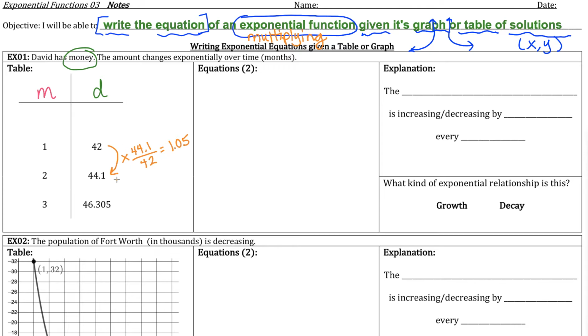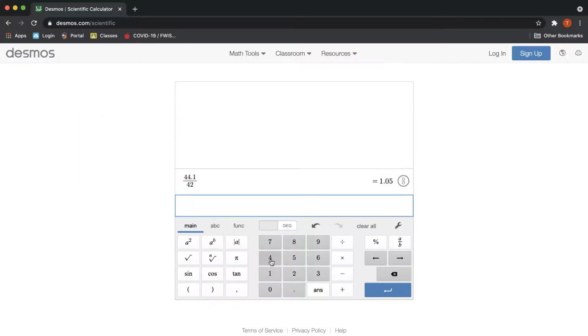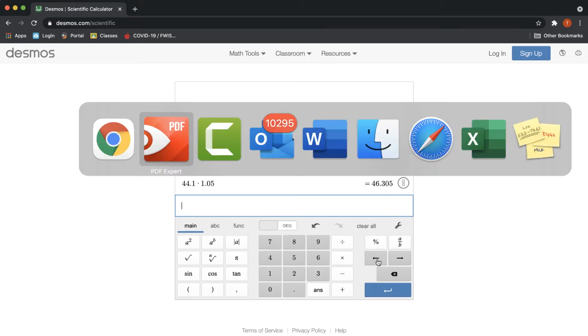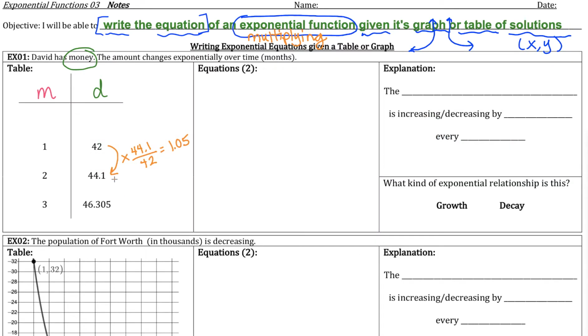Now let's check and see if this is the same. So 44.1 times 1.05 equals 46.305. Okay, cool, so it's the same. It should be, but it's always best to check to make sure nothing's weird.